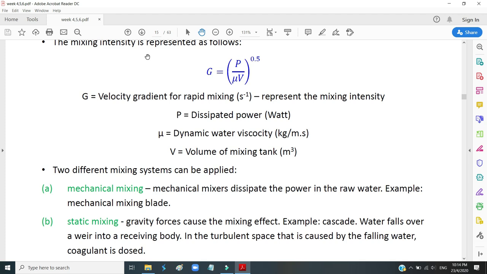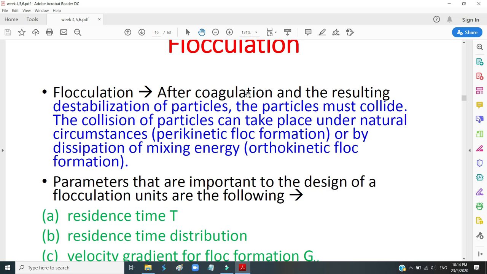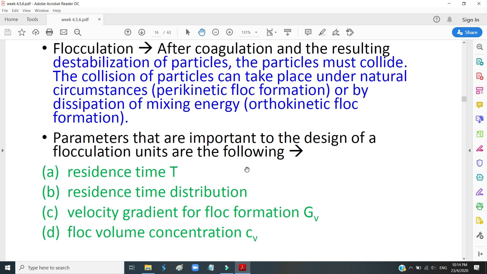And then flocculation. After coagulation and the resulting destabilization of particles, the particles must collide. Collision of particles can take place under natural circumstances or by dissipation of mixing energy. Parameters that are important to design flocculation units are the following: residence time, residence time distribution, velocity gradient for floc formation G, and also floc volume concentration.